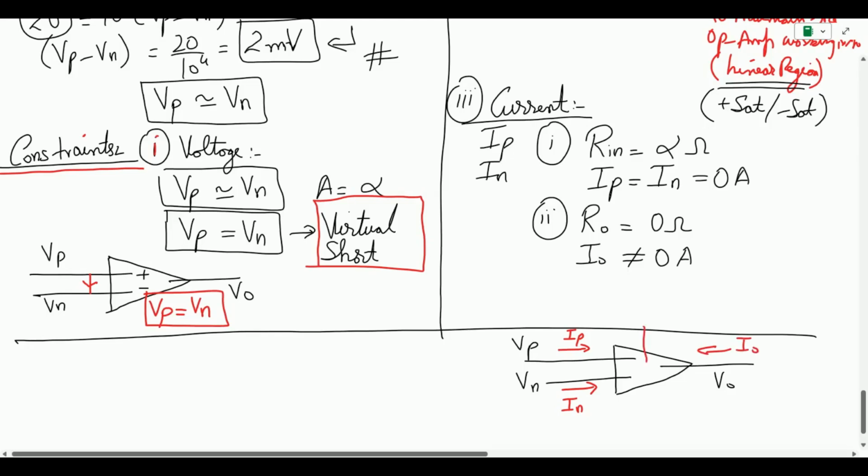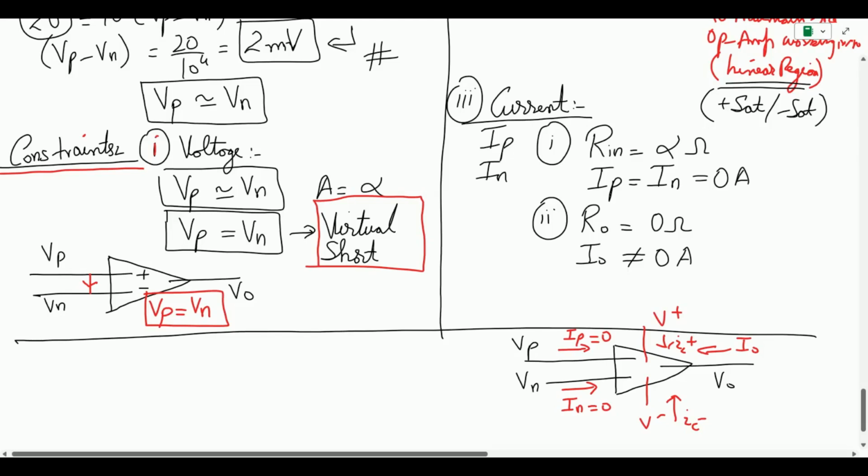Similarly, if I have V plus and V negative, the current coming from here is Ic negative, and the current coming from here is Ic positive. Now, since we have made the hypothesis that the input current is equal to 0, so Ip or In equals 0, but I0 is not equal to 0.